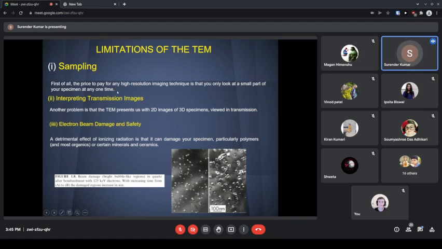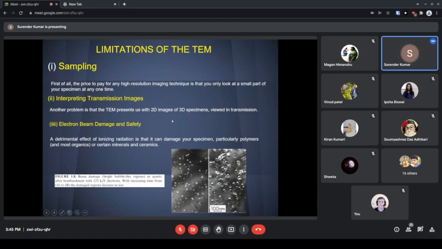So first of all, the price to pay for any high-resolution imaging is that you only look at a small part of it. In an electron microscope you always see a very small portion of your sample. For example, if you see here, the scale is 100 nanometer. So there are many such portions in your sample, but you are looking only at a very minute part of your sample. Okay, so sampling is one limitation.